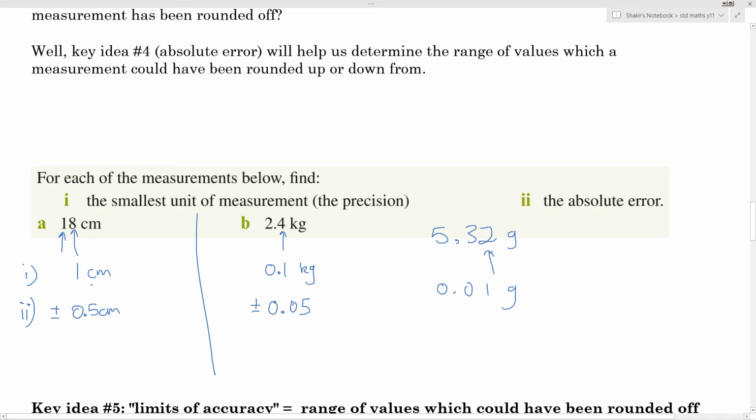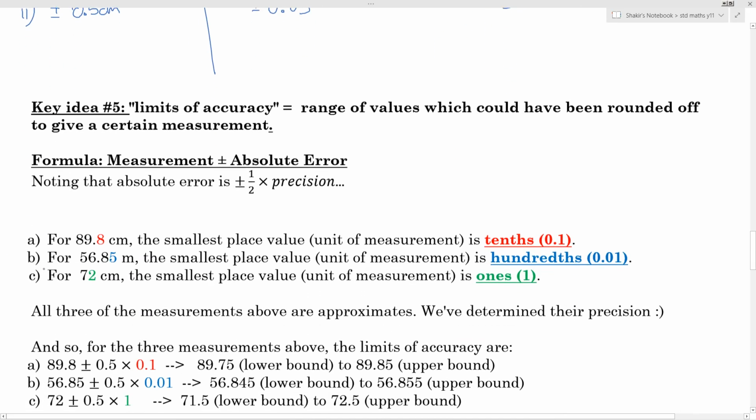And this tells you that it was rounded up or down by half a centimeter. This 18 centimeters, this value could have been plus or minus half a centimeter. So 17.5 to 18.5, anywhere there, and that's the range of values. And we're getting to that in a second. That's called the limits of accuracy.